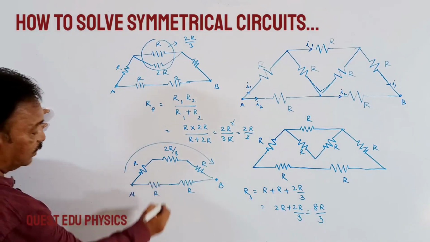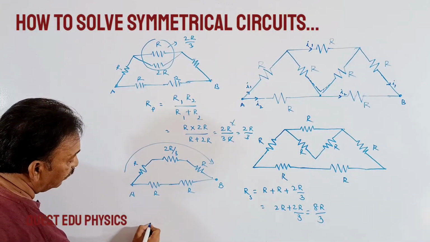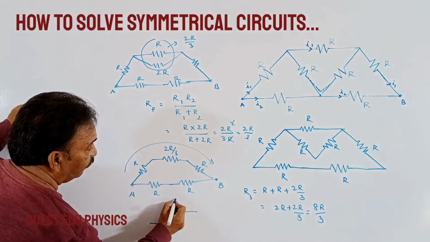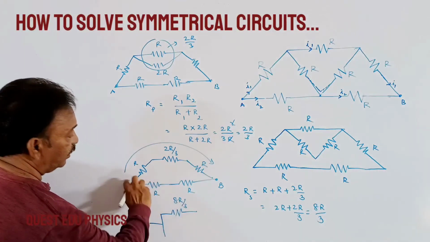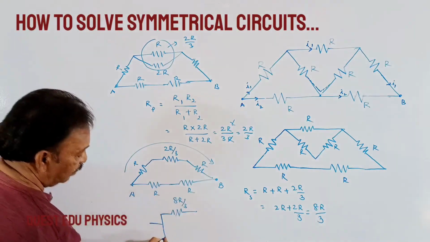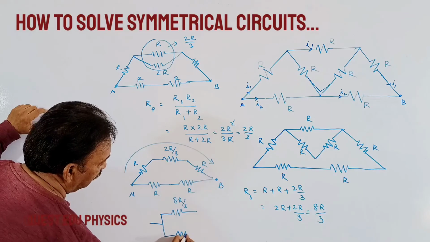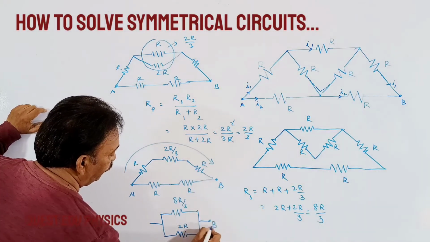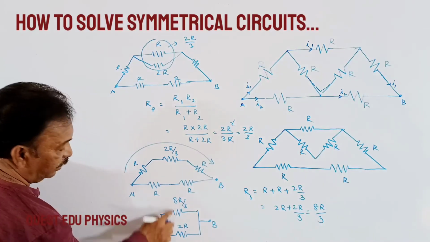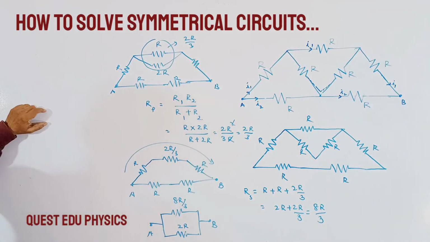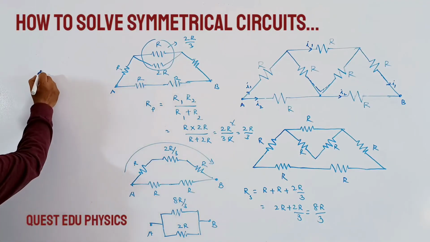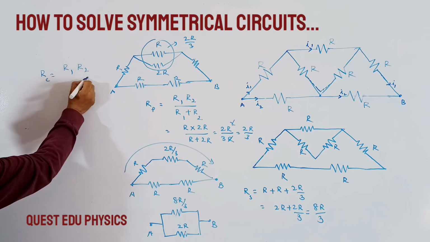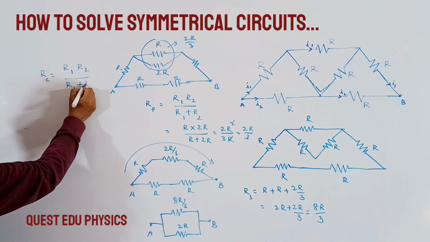Here I am redrawing the circuit again. Next step, it could be like this. It is the resistor of 8R by 3. This is the entire thing. And it's the R plus R. And it is equal to 2R. And the point B. And here is the point A. And see, these two are in parallel to each other. Then we have to use the same formula. R effective is equal to R1 R2 by R1 plus R2.